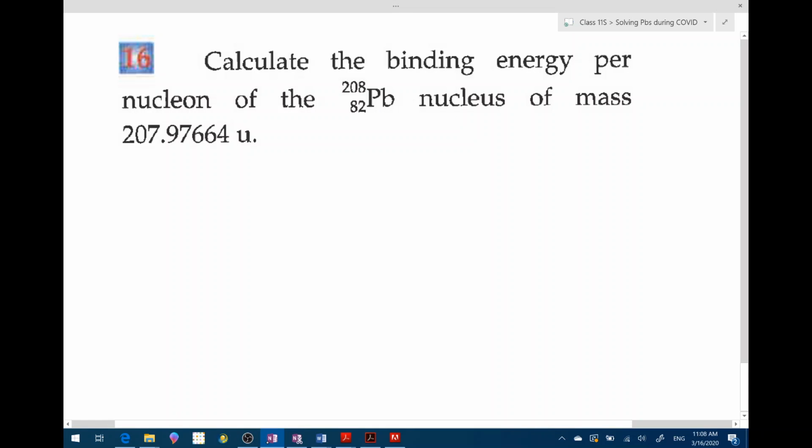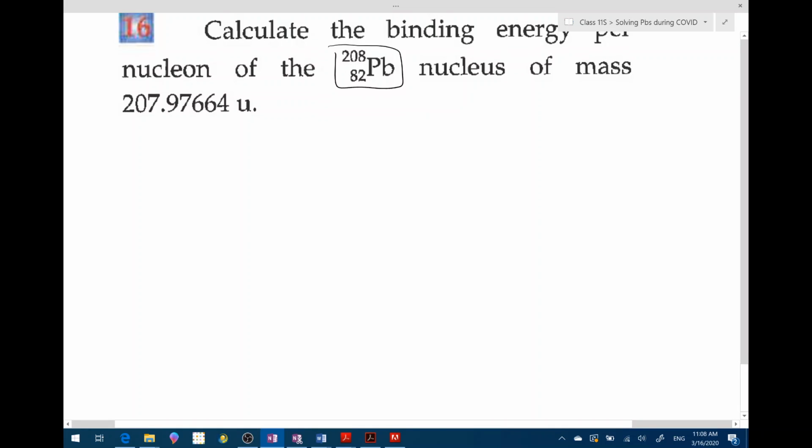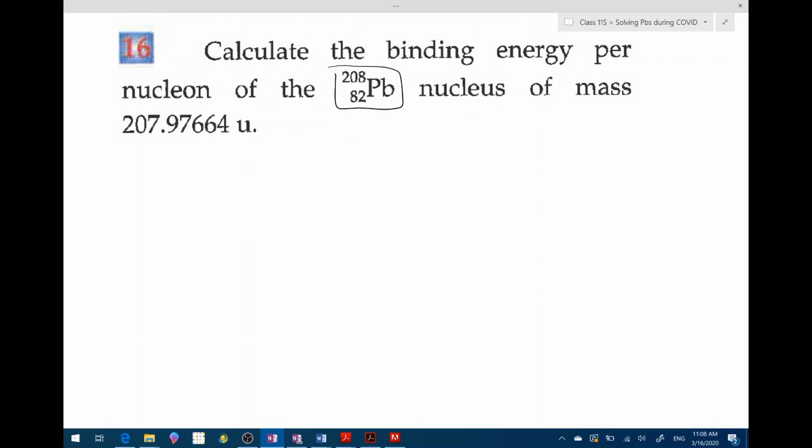So guys, I'll be solving today a sample question, or some questions, from chapter 18 regarding the nucleus. This is a sample question, so it's the basis of whatever we've done. We are to calculate the bonding energy of lead, and the bonding energy per nucleon also.